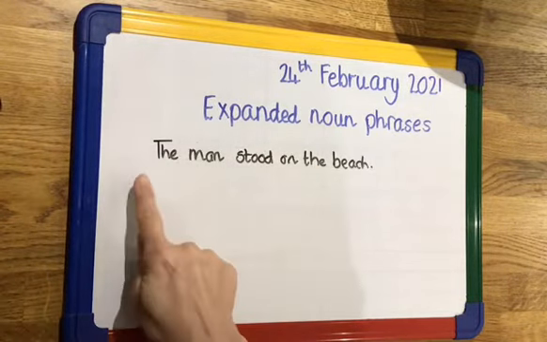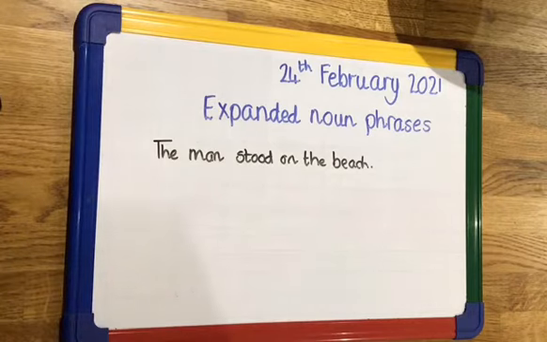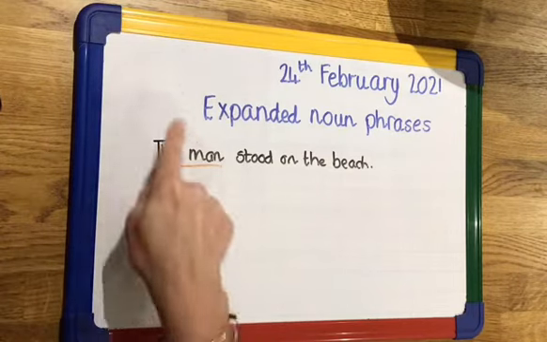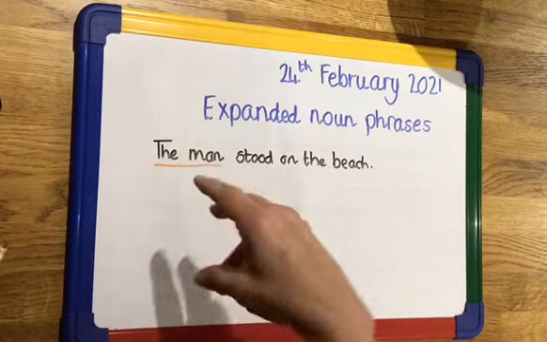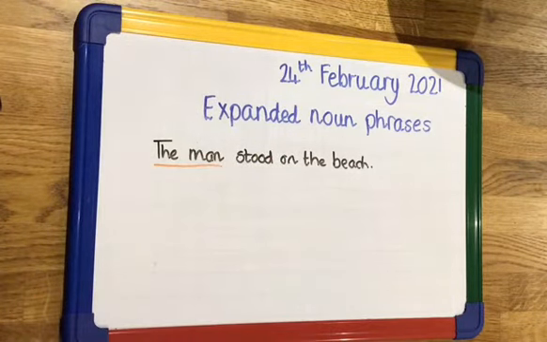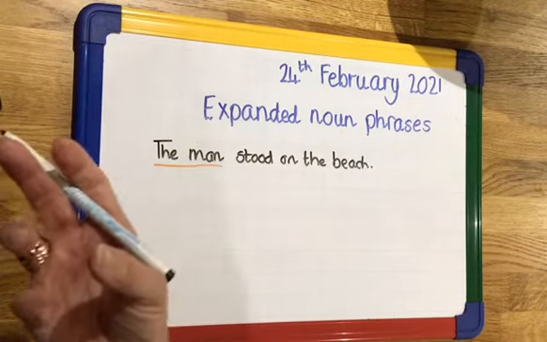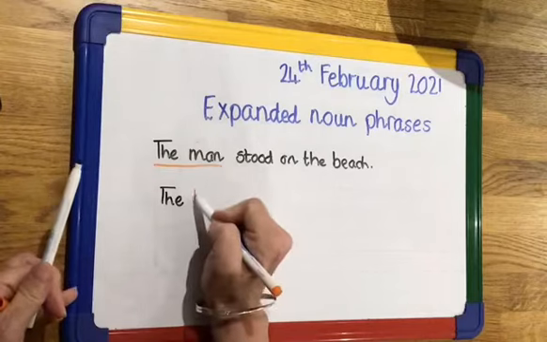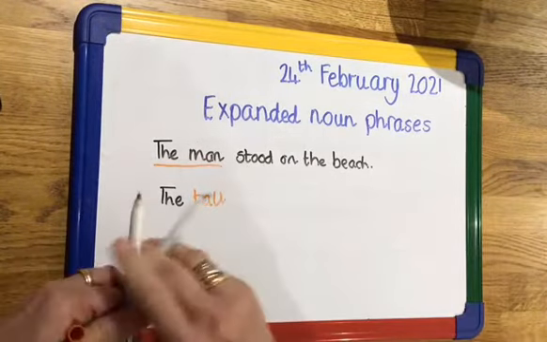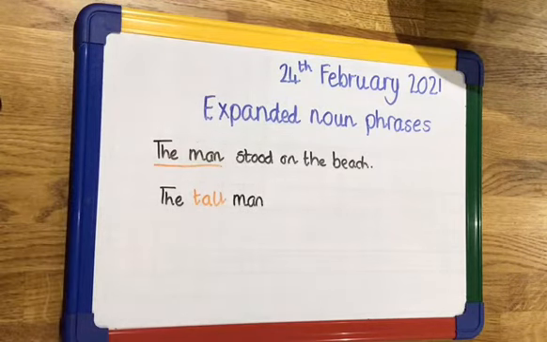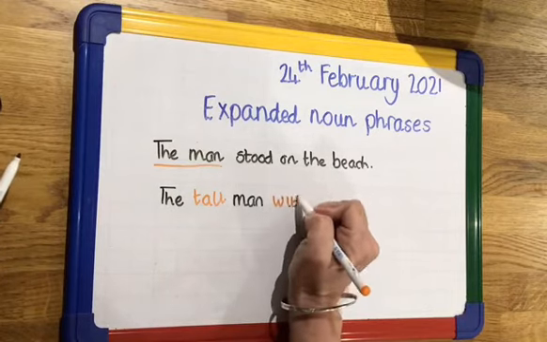So let's look at this sentence. Here I have the man stood on the beach. My noun phrase is the man. Remember, when we're describing a noun phrase, we include the determiner. That's the or the a or the an or the some that goes in front of it. The man stood on the beach. I'm going to expand my noun phrase because my man is a tall man and he's got blonde hair. So I'm going to say the tall, that's my adjective that goes in front of man. So I've expanded my noun phrase, the tall man, with blonde hair.